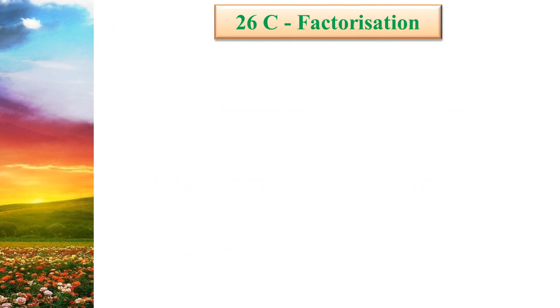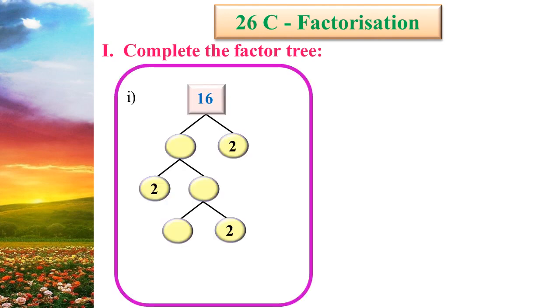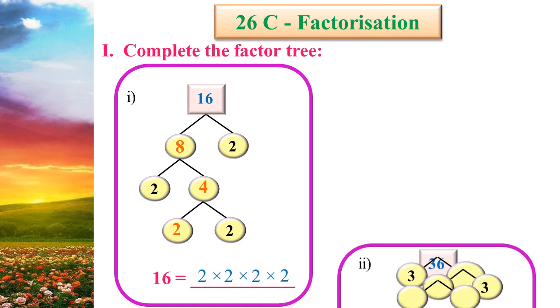Now we are going to see 26C factorization method. First Roman, complete the factor tree. The first one is 16. So here some factors are missing, so we want to fill them in. So for 16, 8 twos are 16. So here 8, 2 fours are 8. Here 4, 2 twos are 4. So 16 is 2 into 2 into 2 into 2.